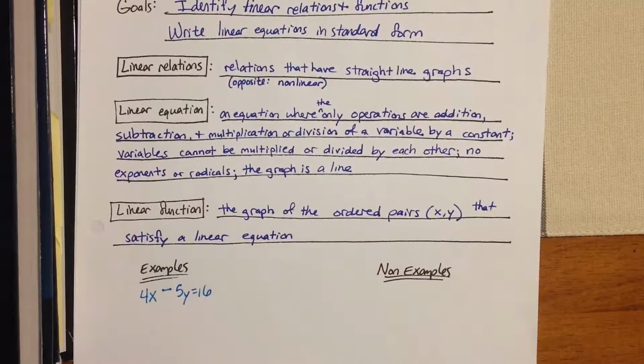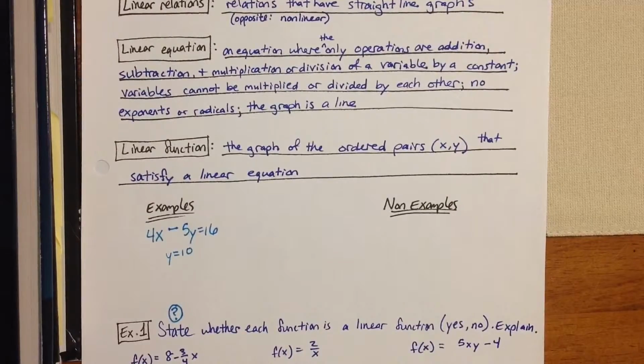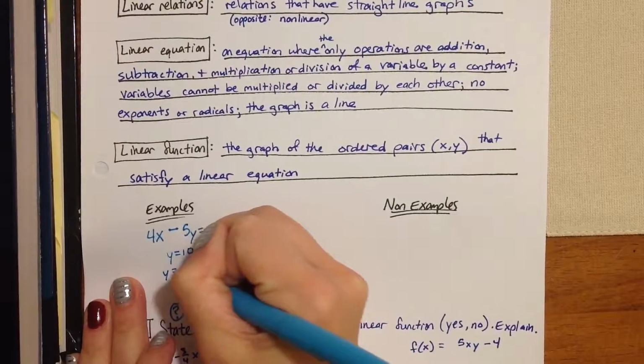An example of a linear equation would be something like this. This is actually in standard form. So we have x, y, they're not being multiplied together, we're only adding or subtracting them, they're not being divided together, there we go. Another example, a little bit simpler looking, is something like that. Y equals 10. There's no x's, but that's okay, we're allowed to have just one variable, as long as the two variables aren't being multiplied together, divided together, there's no exponents, no radicals, all that good stuff.